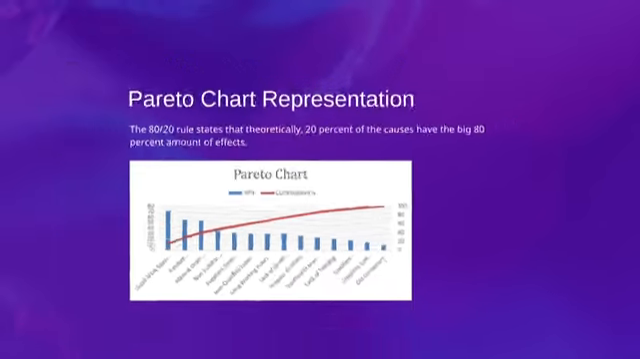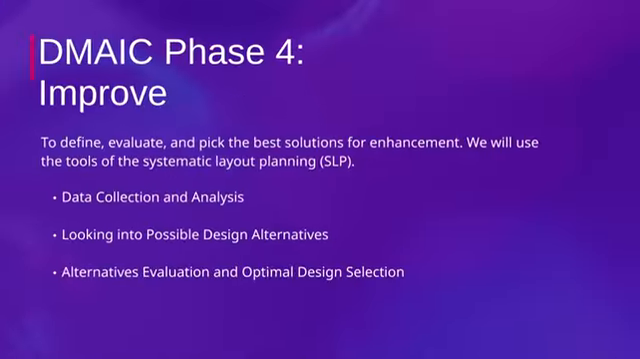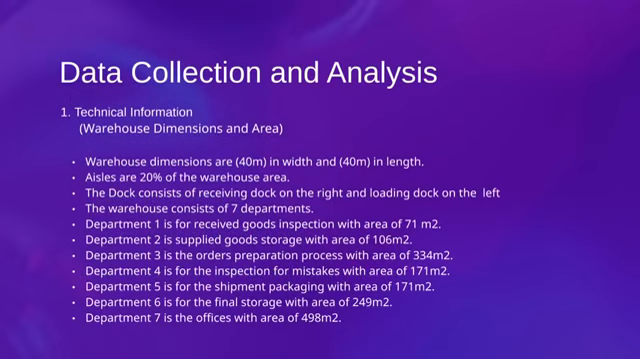So, moving on to the next stage, which is the improvement stage, that is to define, evaluate, and pick the best solutions. We will use systematic layout planning here. So we have data collection analysis, looking into possible alternatives, and evaluation and design selection. In the data collection analysis step, we have gathered technical information regarding the warehouse dimensions and area.